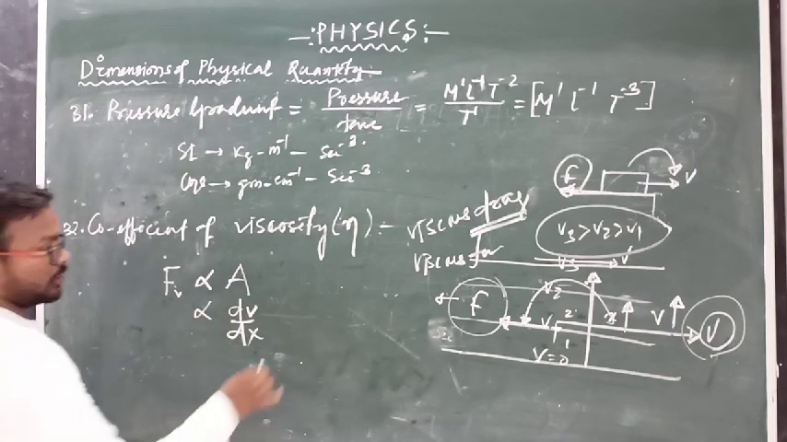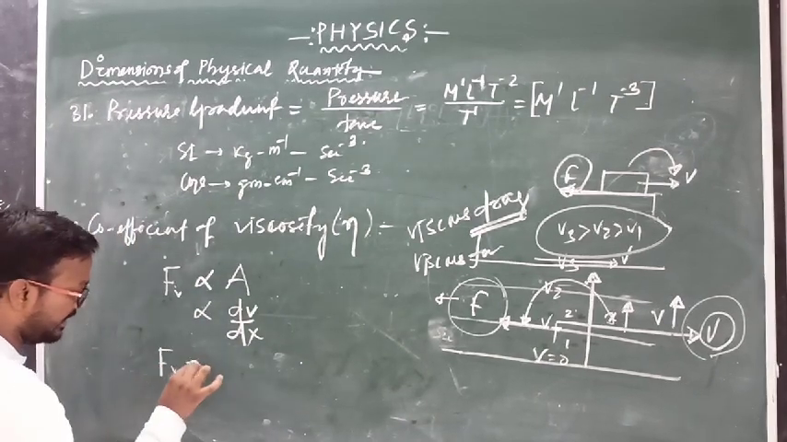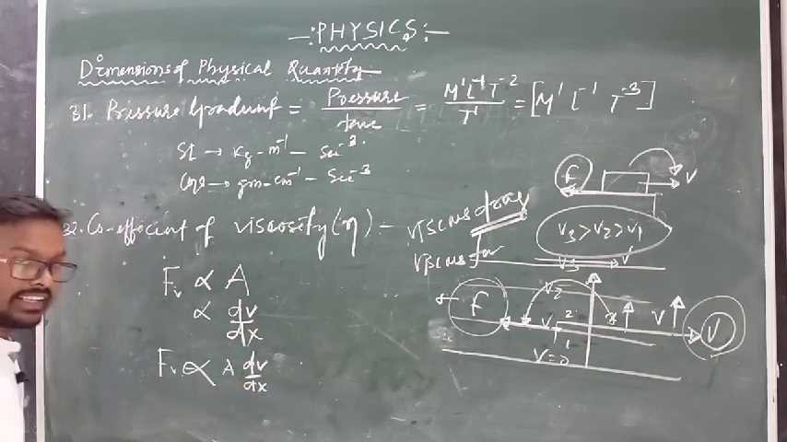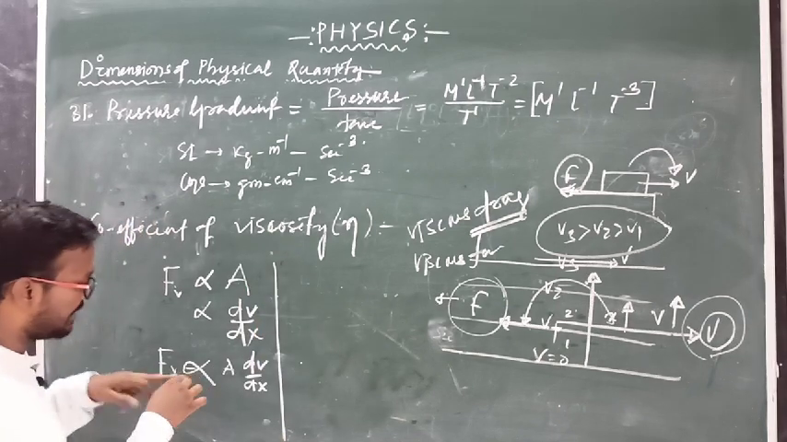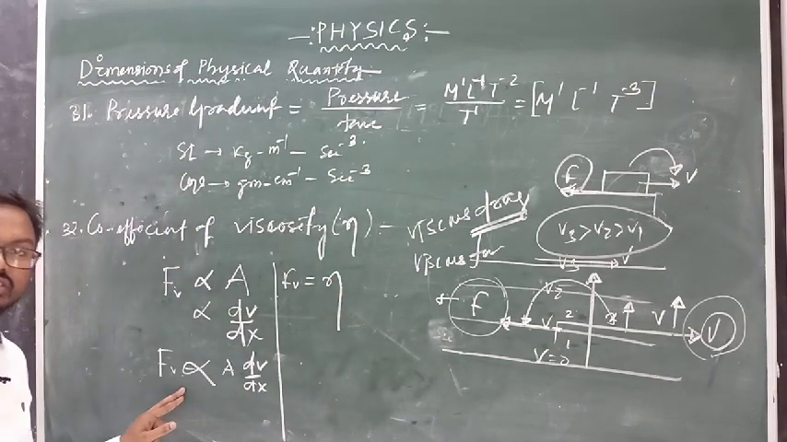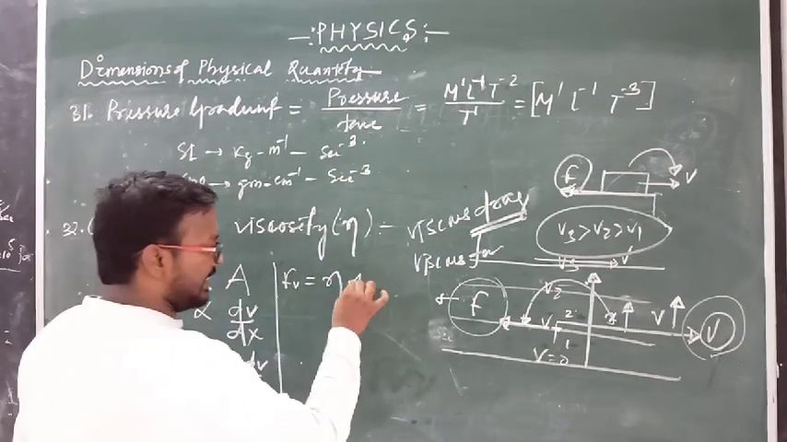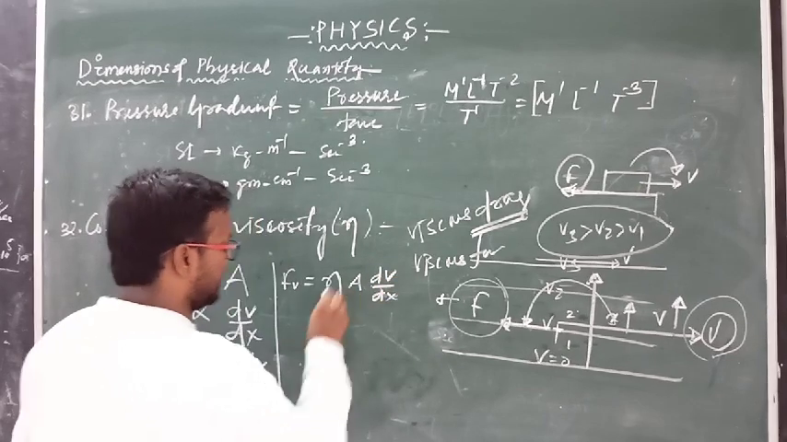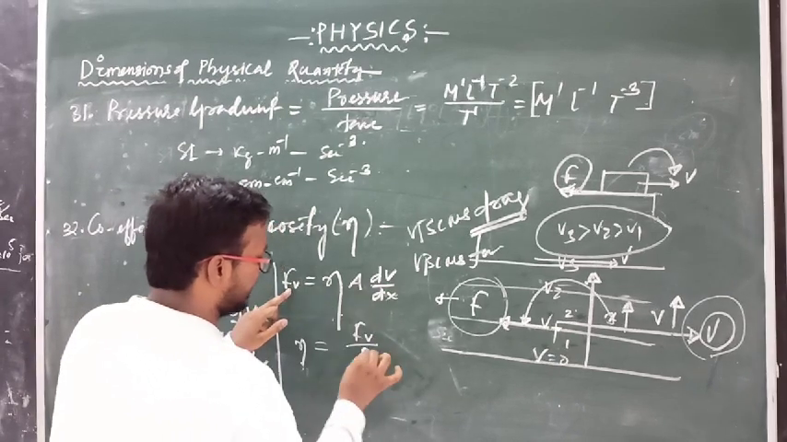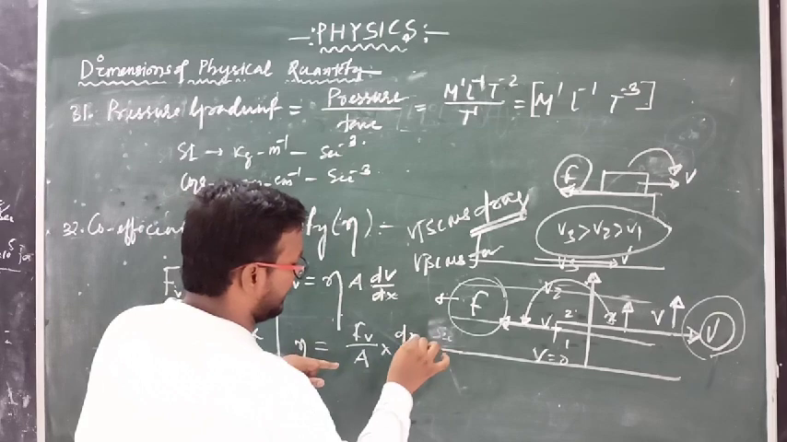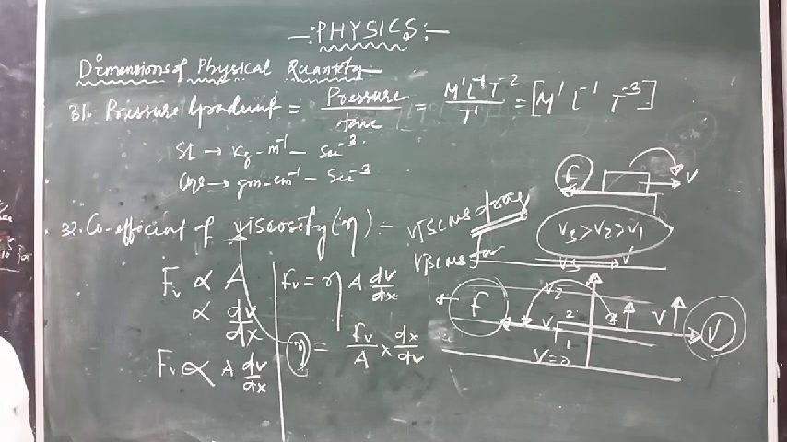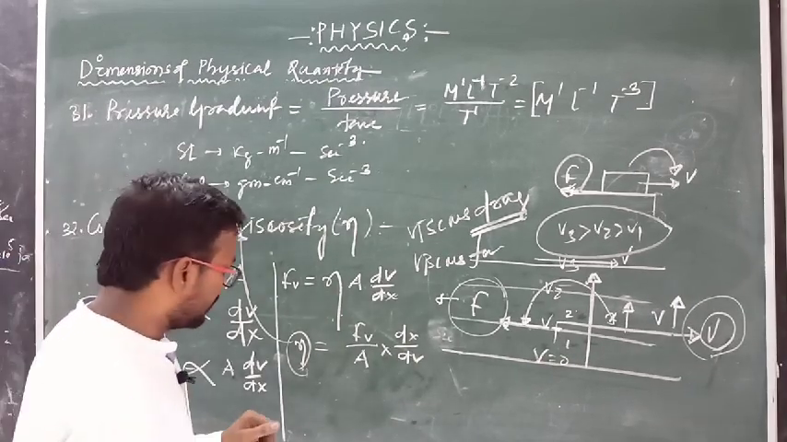If you compare these two factors, combining the two, we can write F_v directly proportional to A dv by dx. And if proportional, we introduce a constant, so F_v equals eta, this proportionality constant, eta A dv by dx, and eta equals F_v divided by A into dx divided by dv. This eta is known as the coefficient of viscosity, clear?